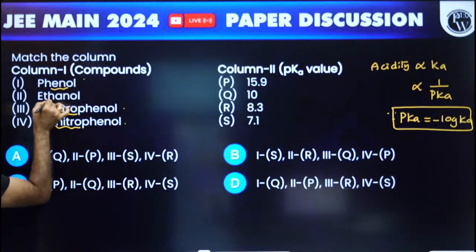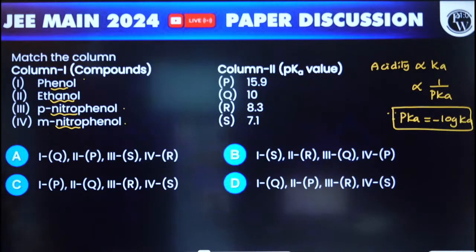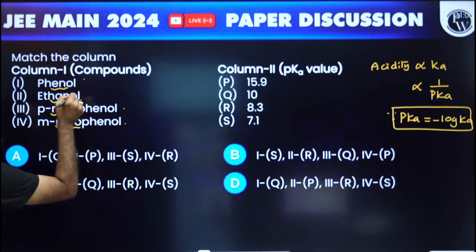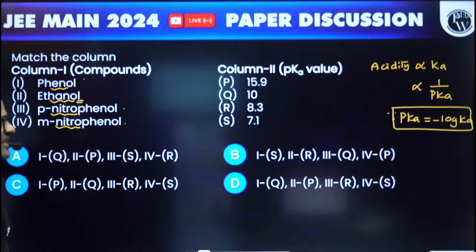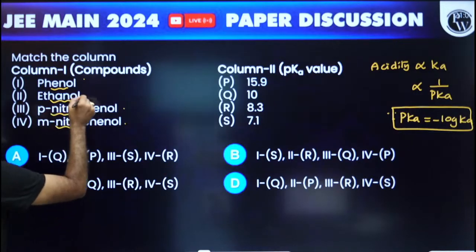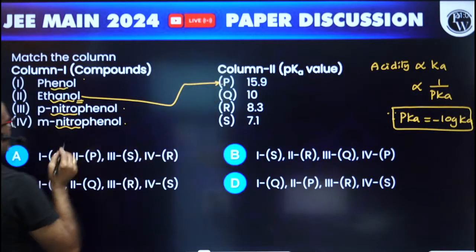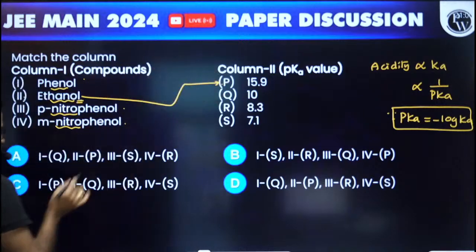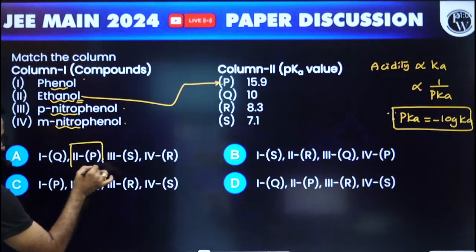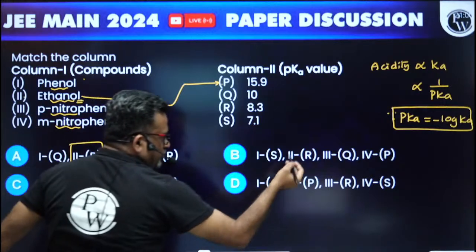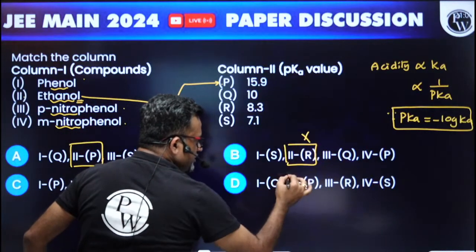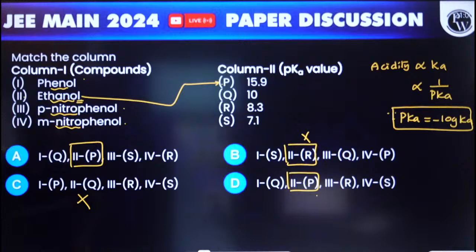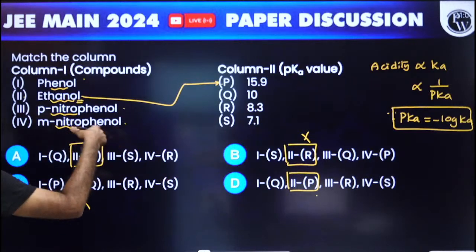So compared to phenol and ethanol, based on resonance stabilization, ethanol is least acidic. If it is the least acidic, it should have the highest pKa. So highest pKa is P. So in how many options is 2 with P? 2 with P here, 2 with Q here, 2 with R here, wrong, 2 with P here, right. Then 2 are ruled out, 2 are still there.